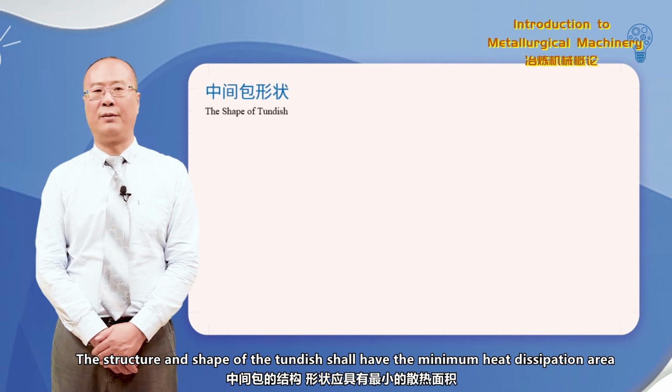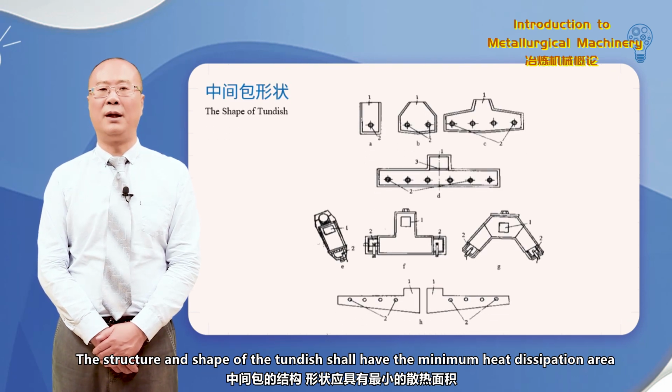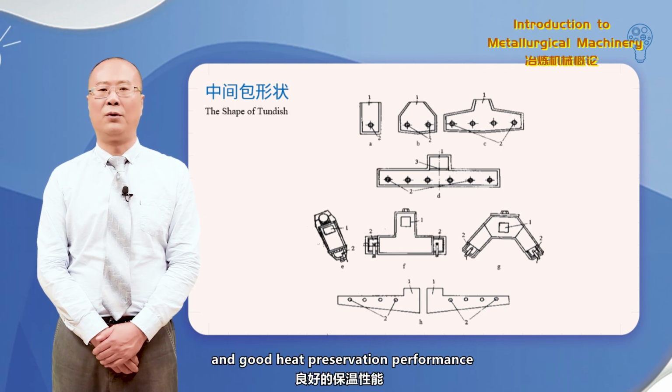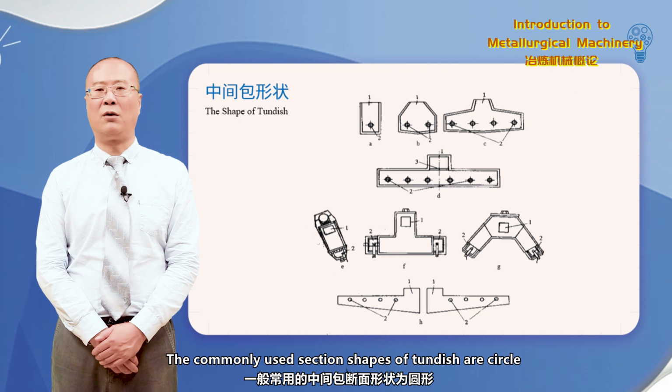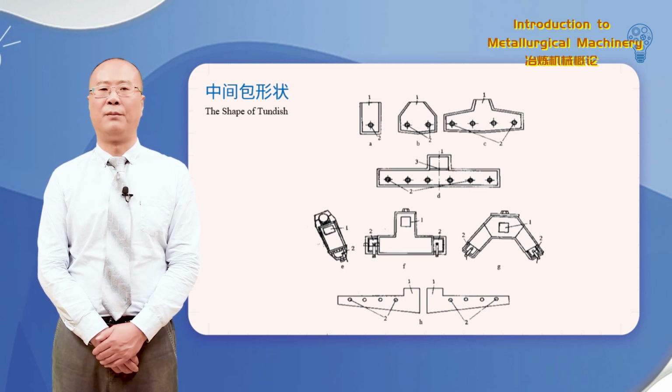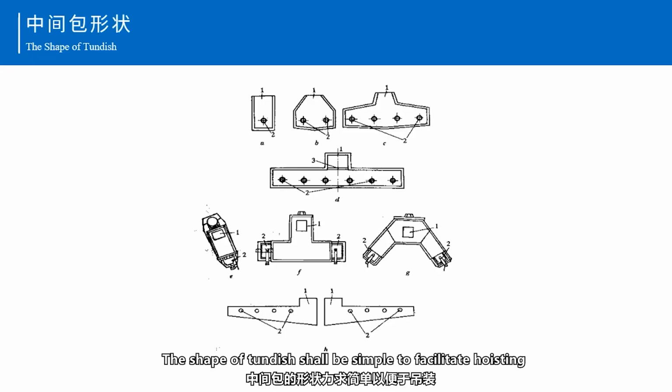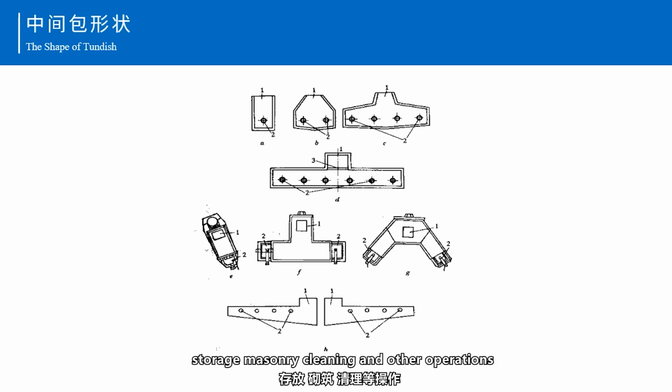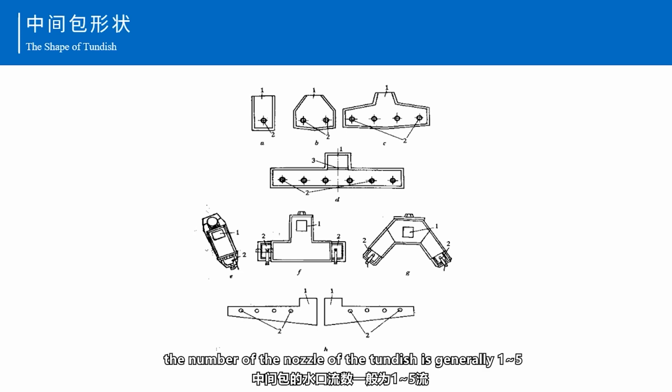The structure and shape of the TUNDISH should have the minimum heat dissipation area and good heat preservation performance. The commonly used section shapes of the TUNDISH are circle, oval, triangle, rectangle, and T-shape. The shape of the TUNDISH should be simple to facilitate hoisting, storage, masonry, cleaning, and other operations. According to the number of nozzles, it can be divided into single strand, multiple strand, etc. The number of nozzles of the TUNDISH is generally 1 to 5.